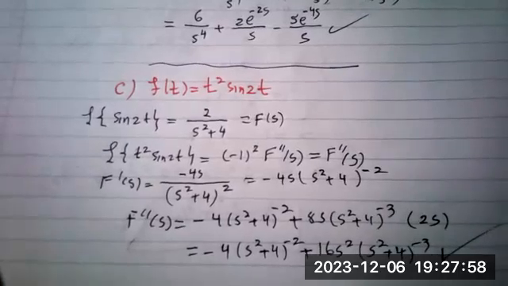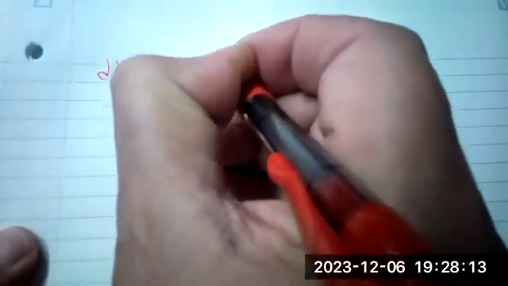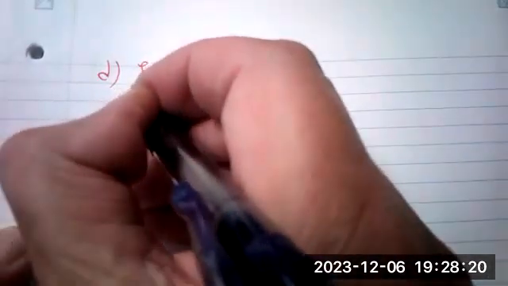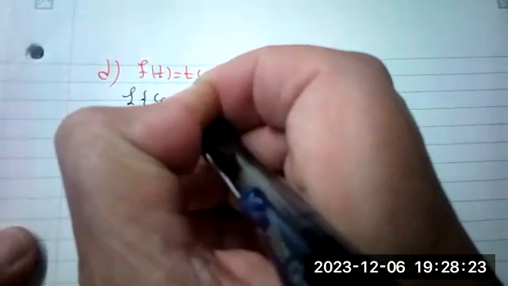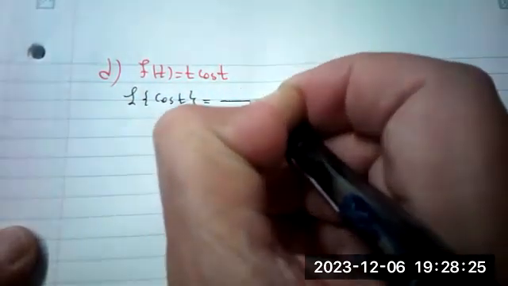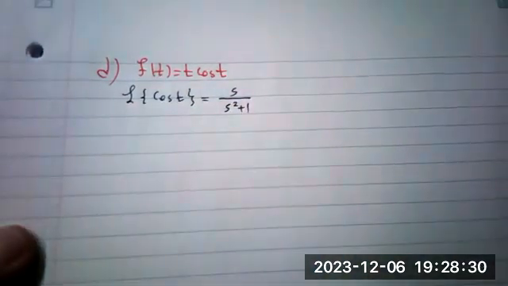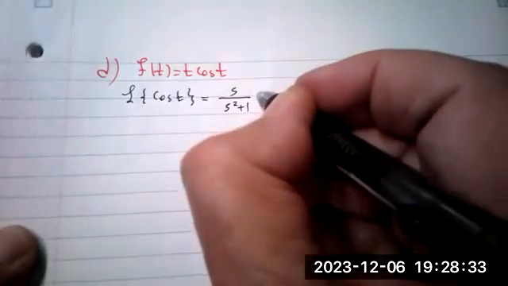So we go to part D, or this must be part D. We call it E. So this is going to be part D. The function in question is t cosine t. Since it's the t, you need only the first derivative. So you find the Laplace of cosine t first, which is s over s squared plus 1. So you call it F of s.